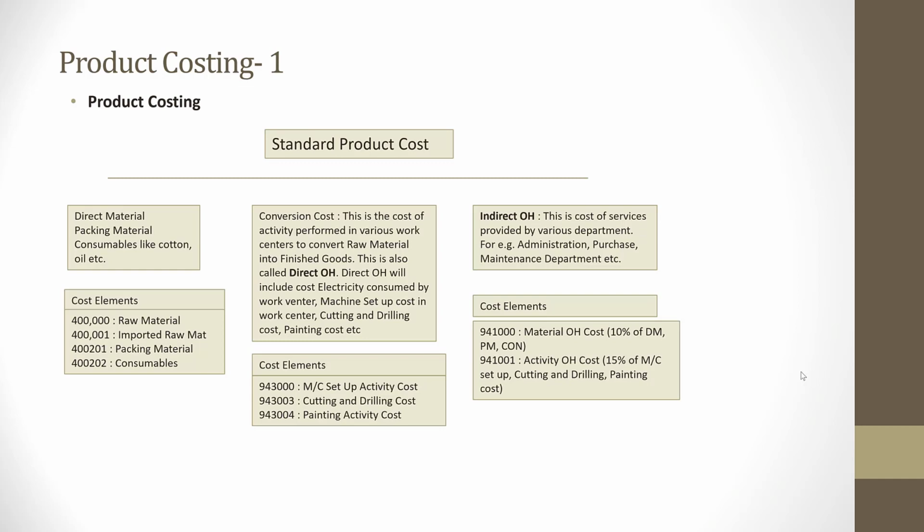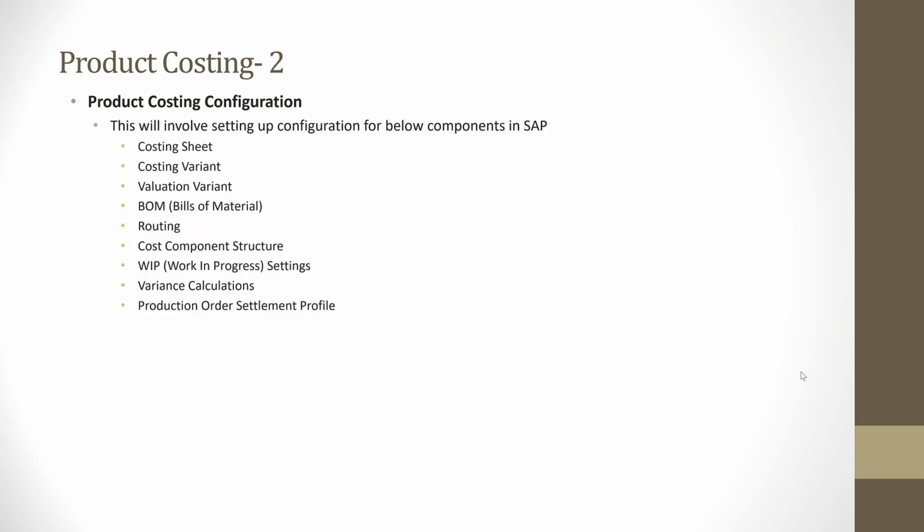And the third component is the indirect overhead. Indirect overhead is the cost of services provided by various departments like administration, purchase department, maintenance department, etc. So the standard cost of a product is made up of its direct material cost, which could be raw material, packing material, consumables, etc. Direct overhead cost, which is the conversion cost of direct activities, and indirect overhead costs.